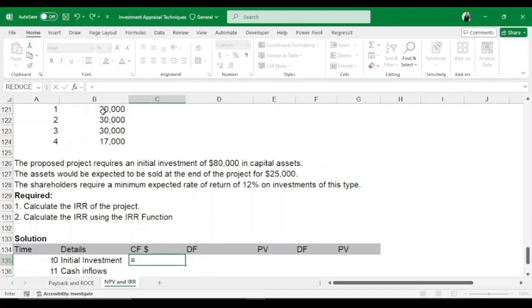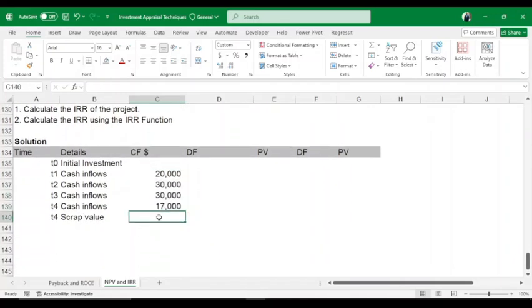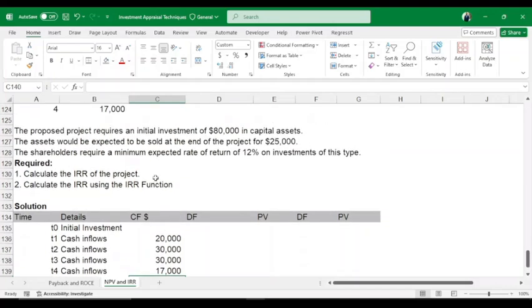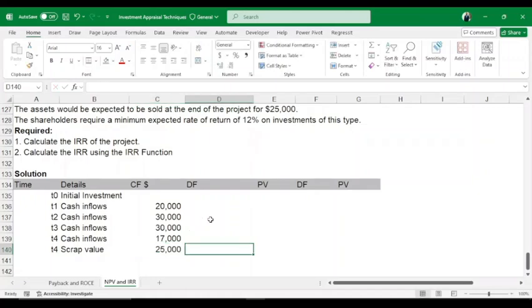Sorry. So I can just link this. Let me cut this and paste here and copy it down using Ctrl D. Then for our scrap value from the question, we've been told that the asset will be expected to be sold at the end of the project, which is for year 4 for 25,000. So I'll have my 25,000 right there.